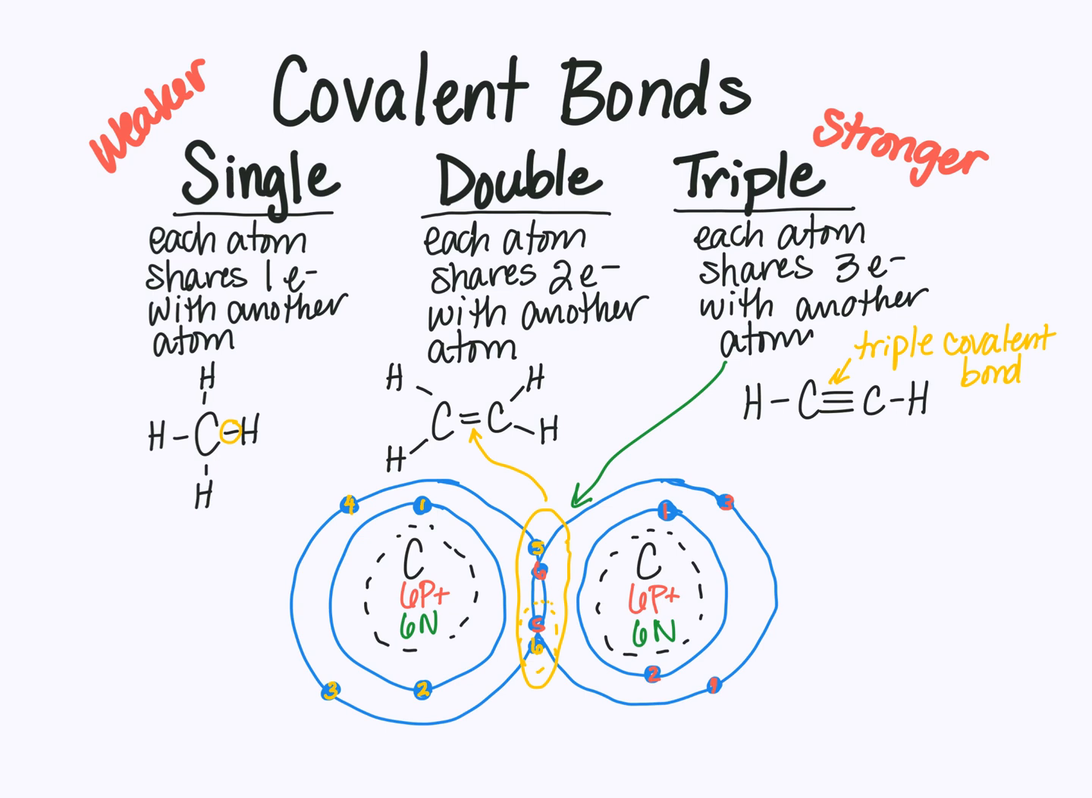Now, the more electrons an atom shares with another atom, the stronger that bond is going to be. So when we're looking at covalent bonds, the strongest is going to be the triple, and then the weakest is going to be the single. Now, all covalent bonds are still relatively strong bonds, but the more electrons that are being shared, the stronger it's going to be.